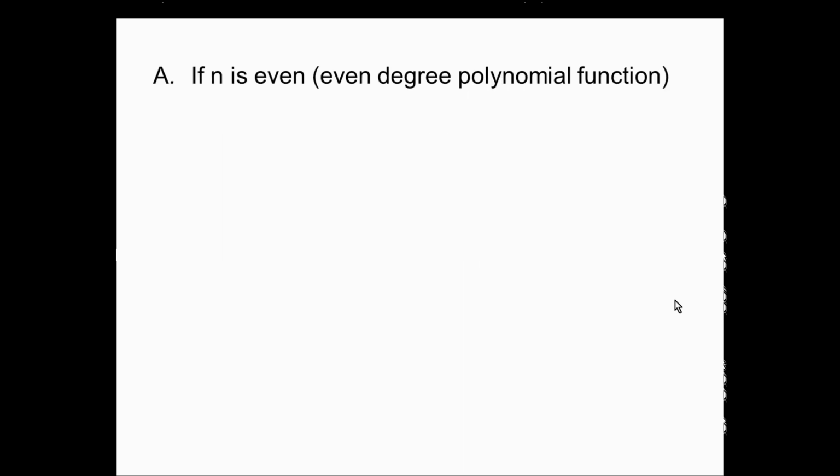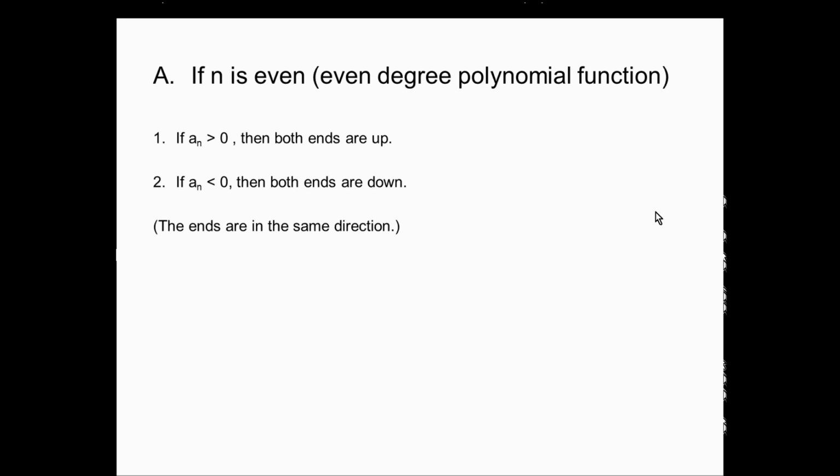Part A, if n is even, so an even degree polynomial function. The classic example is f of x equals x squared. If a sub n is greater than 0, then both ends are up. Again, the classic example is f of x equals x squared. If a sub n is less than 0, then both ends are down. The classic one there is f of x equals negative x squared. So with an even degree polynomial function, the ends are in the same direction. They're both up or they're both down.